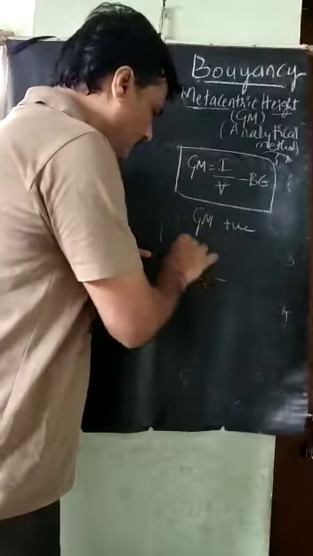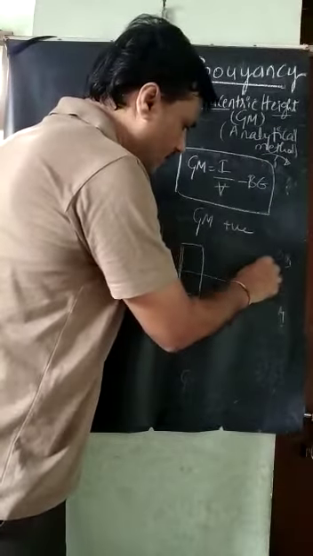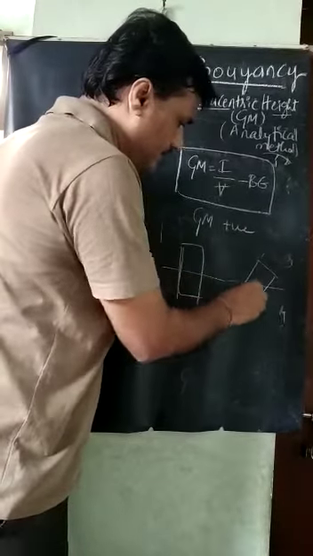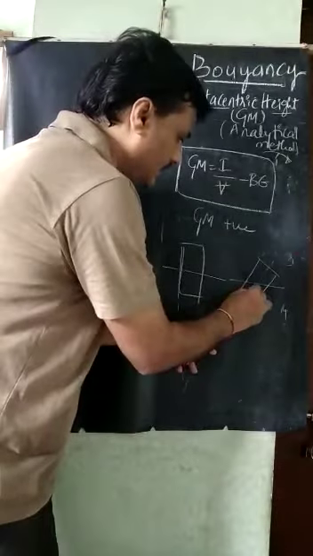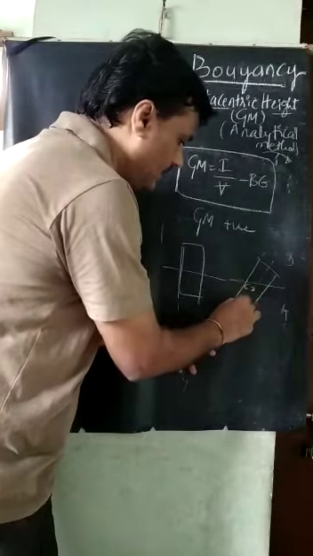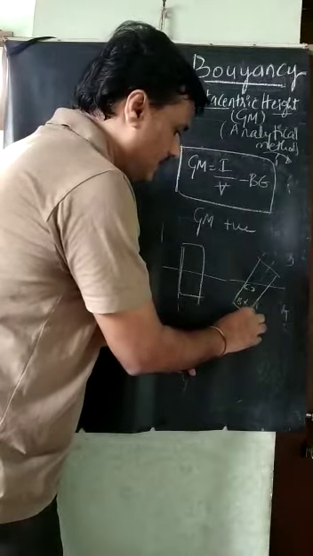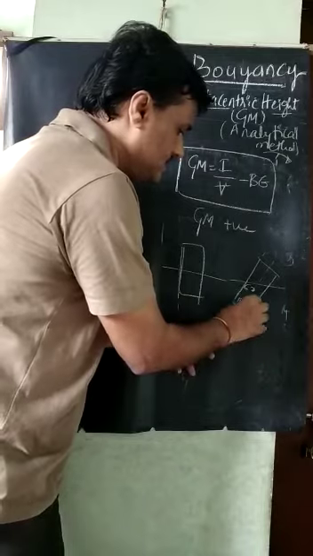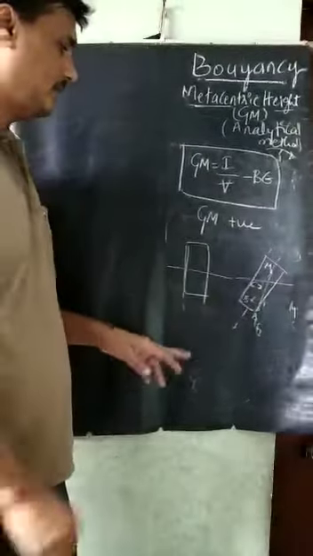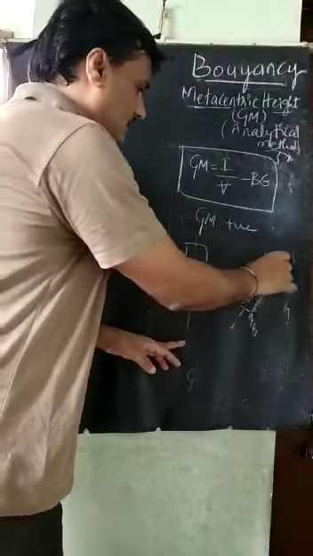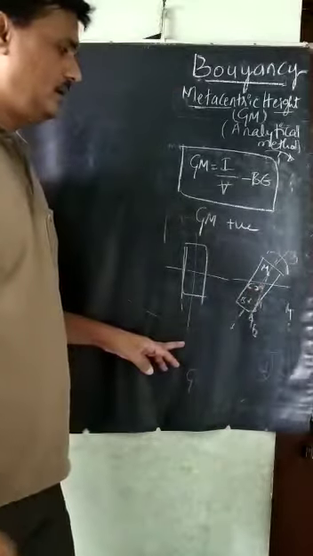then before tilting this body is like this. After tilting the body is somewhat like this. The body is tilting like this. Somewhere here is G. B is shifting to B dash here. In this case, if the buoyancy force FB acts at B dash, and it cuts the normal axis here, this is the M point. This is the normal axis. This is theta, the disturbance that is given.